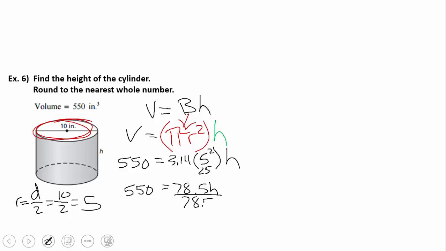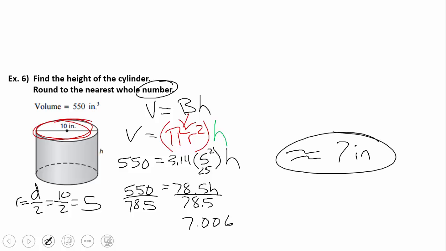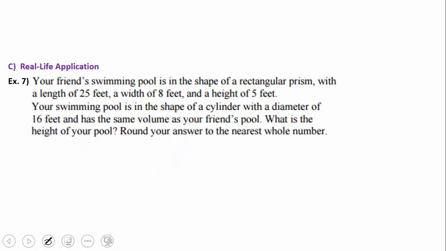Dividing by 78.5, that isolates the variable. We keep the equation balanced by doing it to both sides. 550 divided by 78.5 is 7.006, and there's more numbers, but we are rounding to the nearest whole number, so we're saying that the height is 7 inches. Nice. Pretty straightforward. So using everything we've talked about, let's put some real-life application into play here.